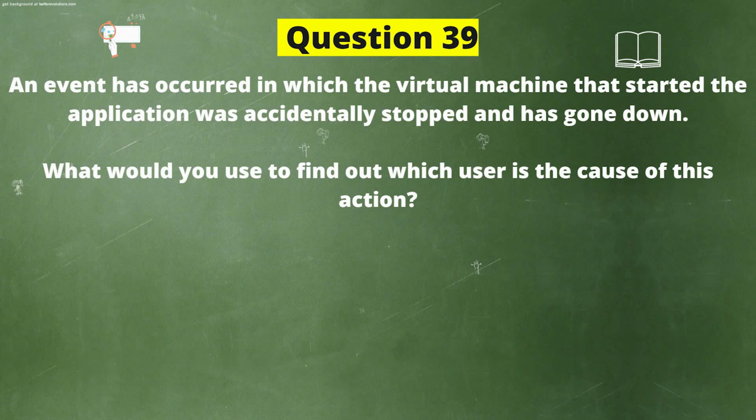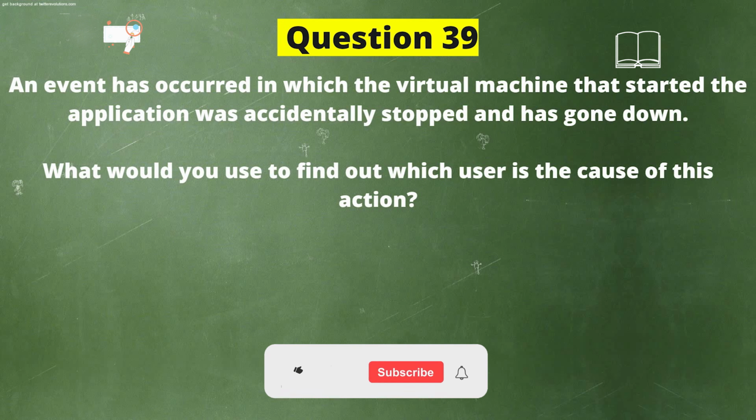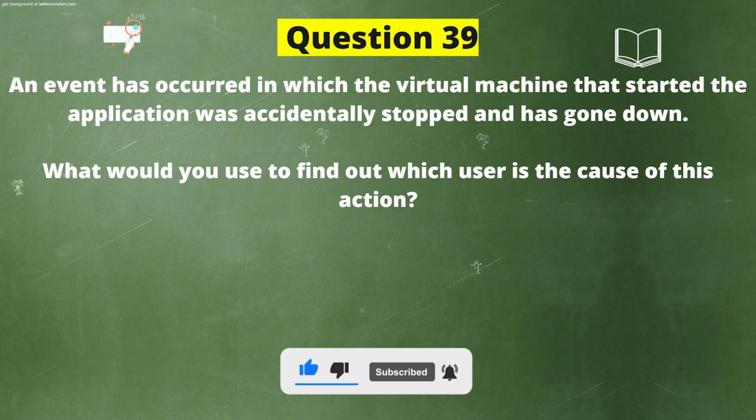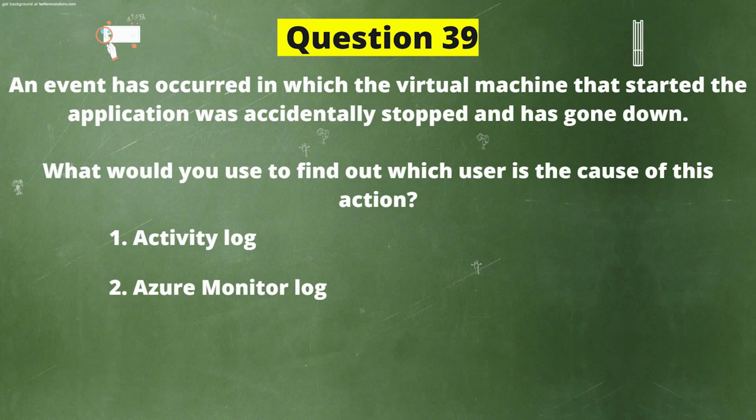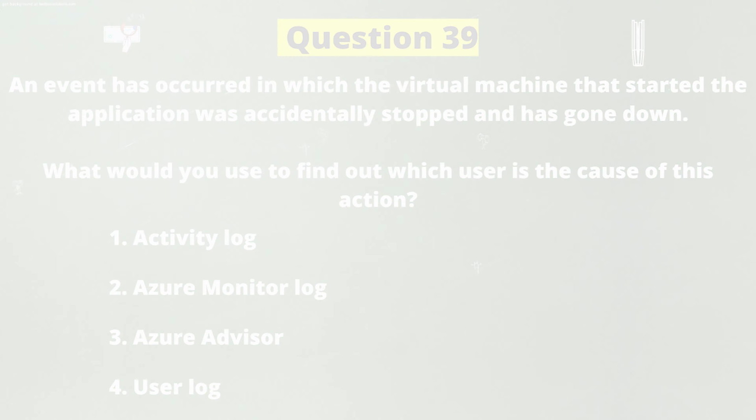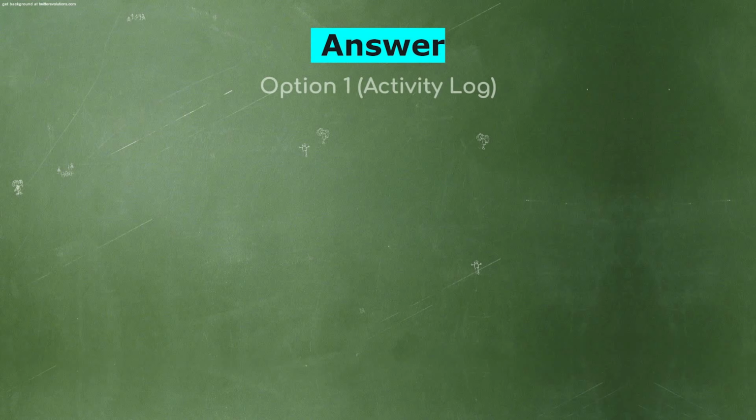Next question. An event has occurred in which the virtual machine that started the application was accidentally stopped and has gone down. What would you use to find out which user is the cause of this action? And the options are 1. Activity log. 2. Azure Monitor log. 3. Azure Advisor. 4. User log. And the correct answer is option 1.